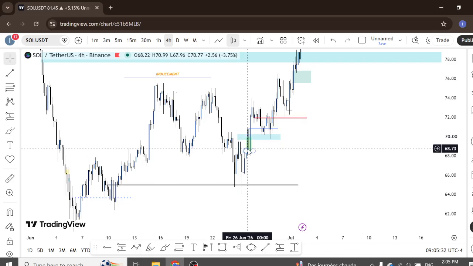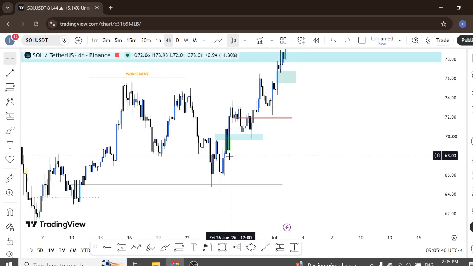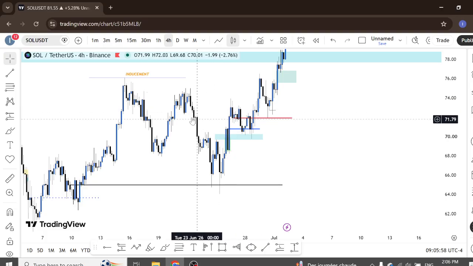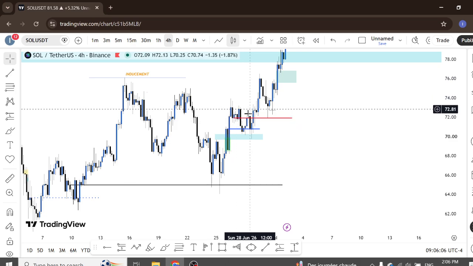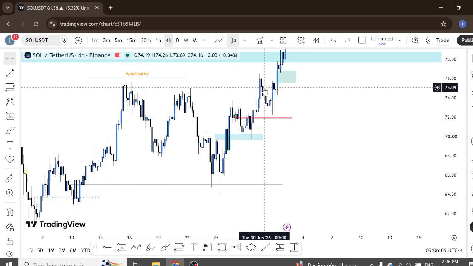But I didn't take it. I was waiting for more confirmation in this situation. And as you see here, after New York came, we had a displacement higher, and the institutions, when they want to reaccumulate, so they believe the market will continue higher, eventually they go to some kind of fake order blocks. This one is a fake order block, and they accumulate, they arrange, and they do some kind of liquidity sweep, and then they run higher.